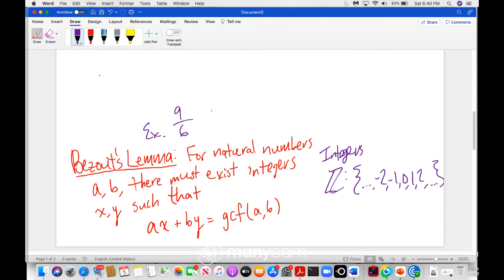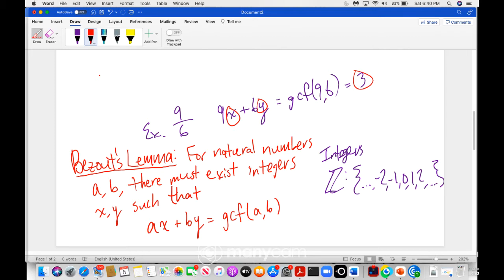If that's true, that means I should be able to find integers x and y such that 9x plus 6y must equal the GCF. Well, the GCF of 9 and 6 we know to be 3. So we're basically trying to find x and y such that 9x plus 6y equals 3. At this point, you might just want to pause the video and see if you can come up with values of x and y that make this 3.